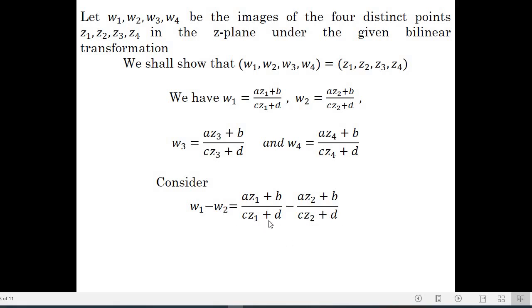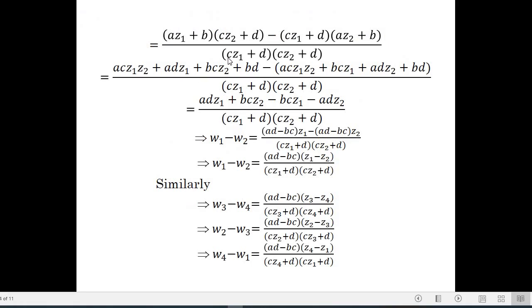What is the LCM? CZ1 plus D into CZ2 plus D. So take the LCM and cross multiply, we get this term CZ1 plus D into CZ2 plus D is the LCM. If I cross multiply, the numerator terms are AZ1 plus B into CZ2 plus D minus CZ1 plus D into AZ2 plus B.